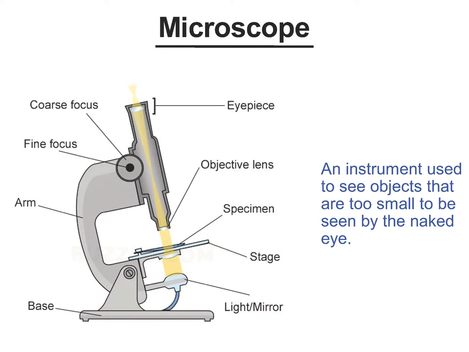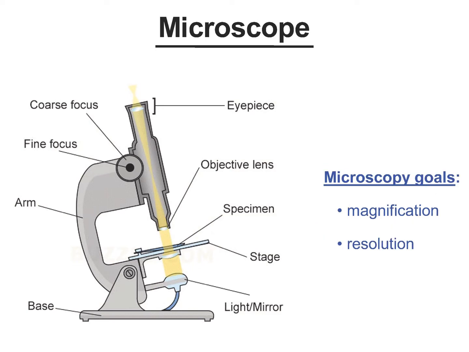A microscope is an instrument that enables us to see objects that are too small to be adequately seen with the naked eye, or that are not visible at all. In other words, microscopes enhance our visual abilities. There are two goals we want to achieve with the use of microscopes: magnification and resolution. Let's see what we mean by these two concepts.